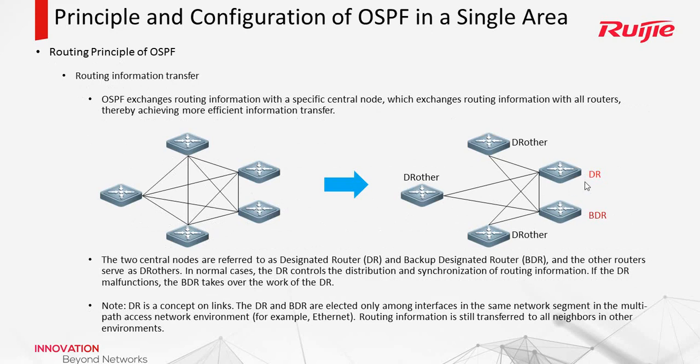OSPF has a better way. It will elect a designated router. Then all the other routers will send the information to the designated router. Then the designated router will forward this information to them again. And for reliability, it will also elect a backup designated router.